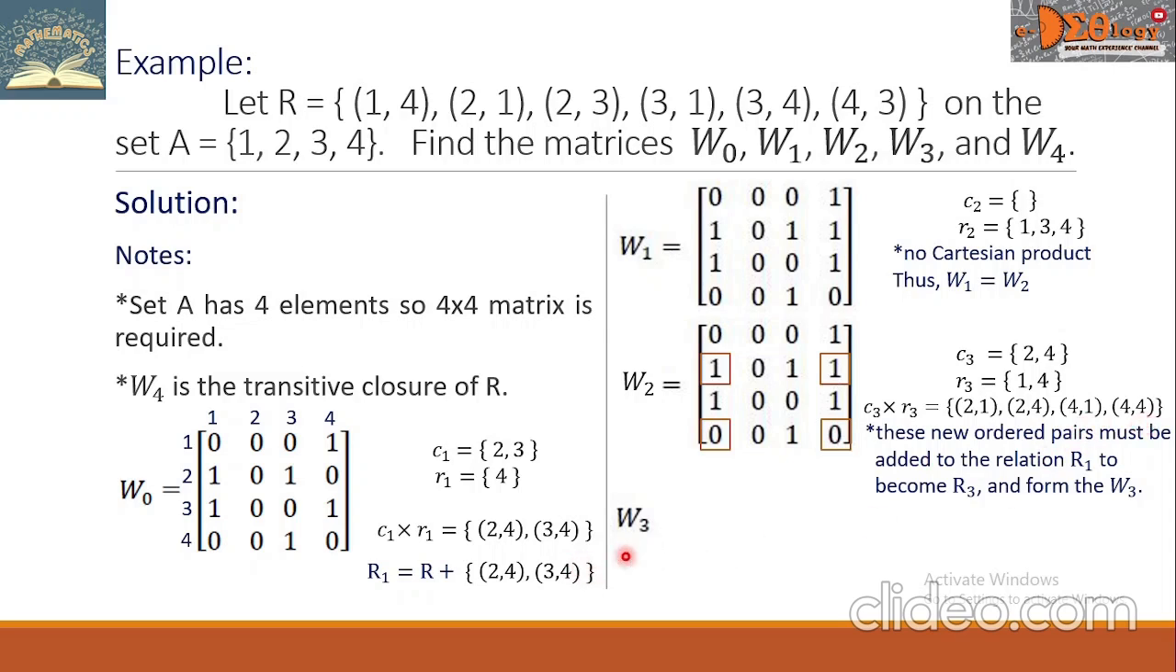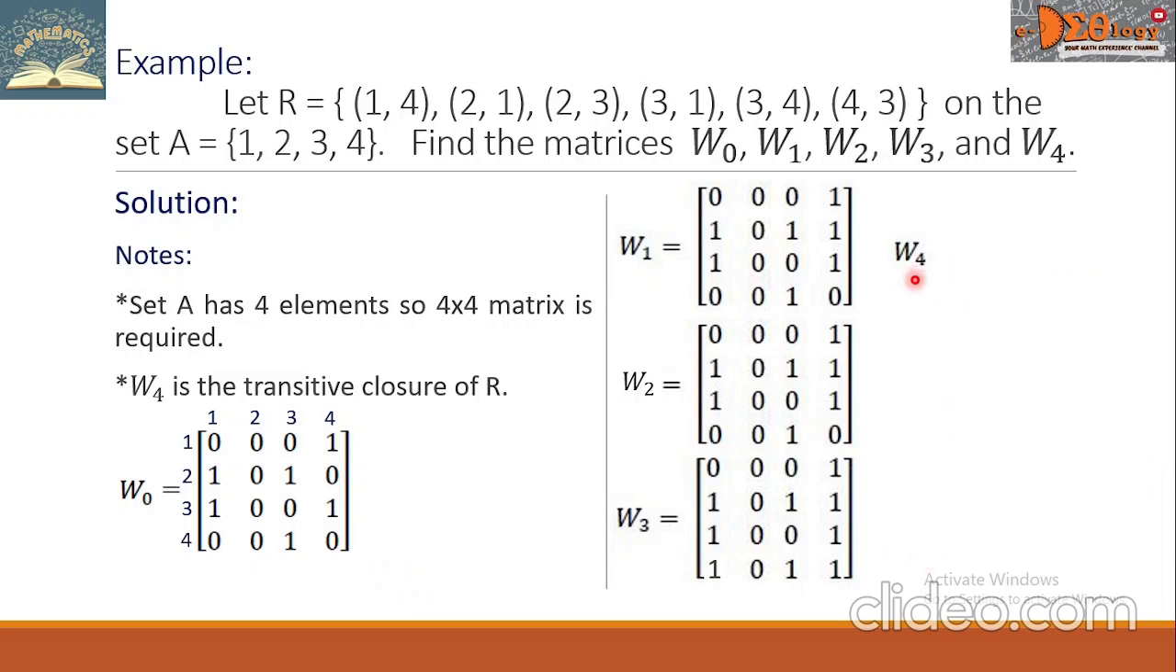In writing our W sub 3, we will simply copy the W sub 2, except that for the 0 and 0 here that we identified, we're going to change them to 1. So it becomes like this. Take note, the 0 here becomes 1. Also, the 0 here becomes 1. And the remaining entries are the same.